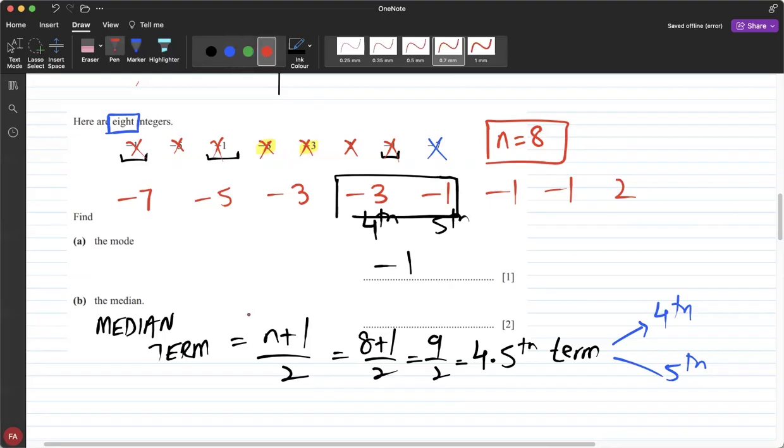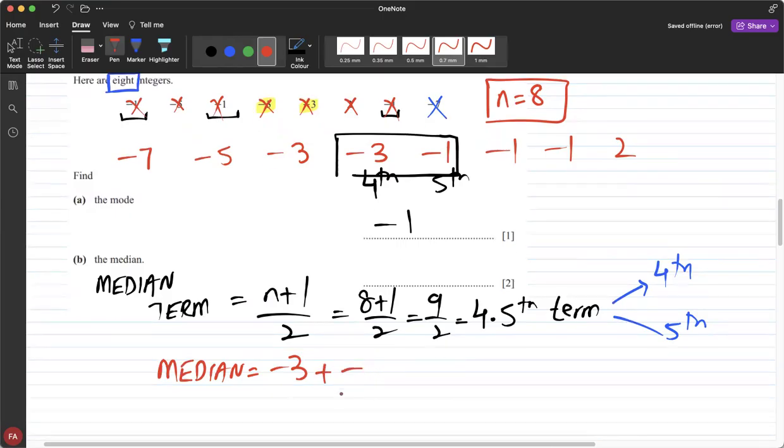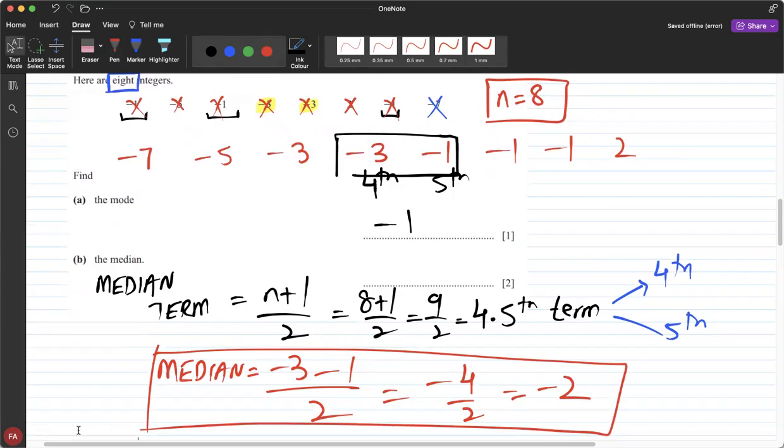If I were to take the average of this, I can say that my median is going to be (-3 + -1) over 2. I usually see some students get confused with -3 plus -1. Again, it's the same thing. Plus minus becomes minus. So don't get confused. -3 -1 over 2 gives you -4 over 2. That's going to be -2. That means the final answer of this question is going to be -2. I hope this question is clear.